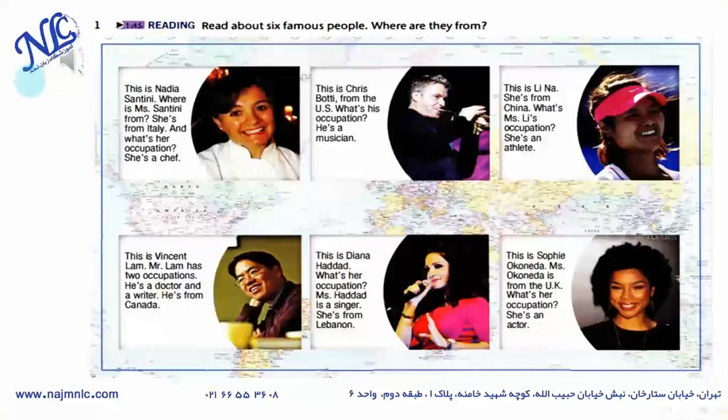This is Maher Zain. What's his occupation? Mr. Zain is a singer. He's from Lebanon. This is Sophie Okaneda. Ms. Okaneda is from the UK. What's her occupation? She's an actor. Okay, fine.